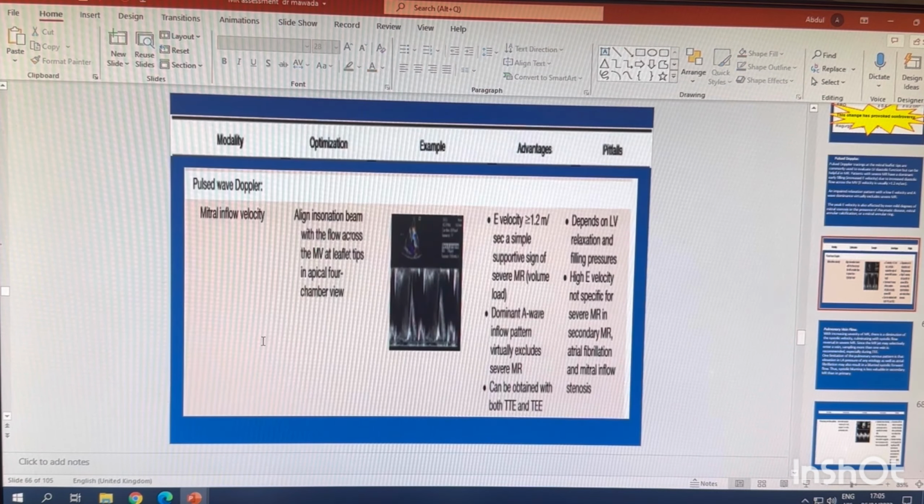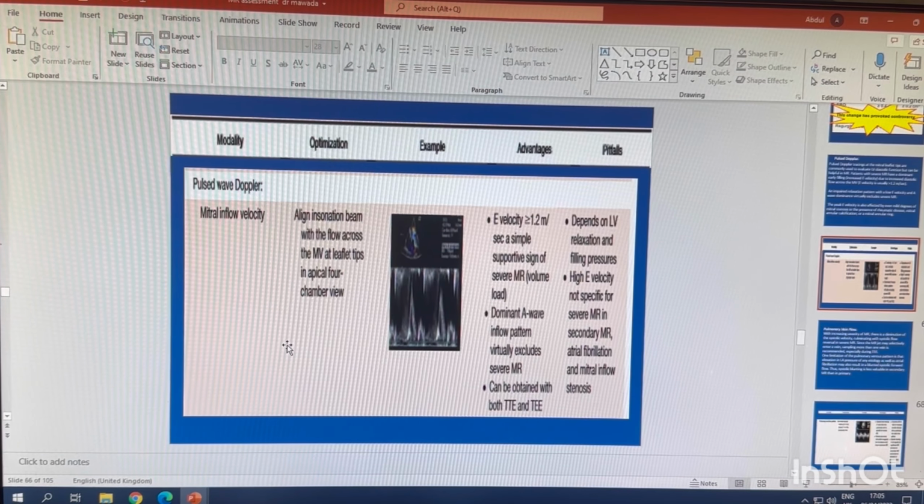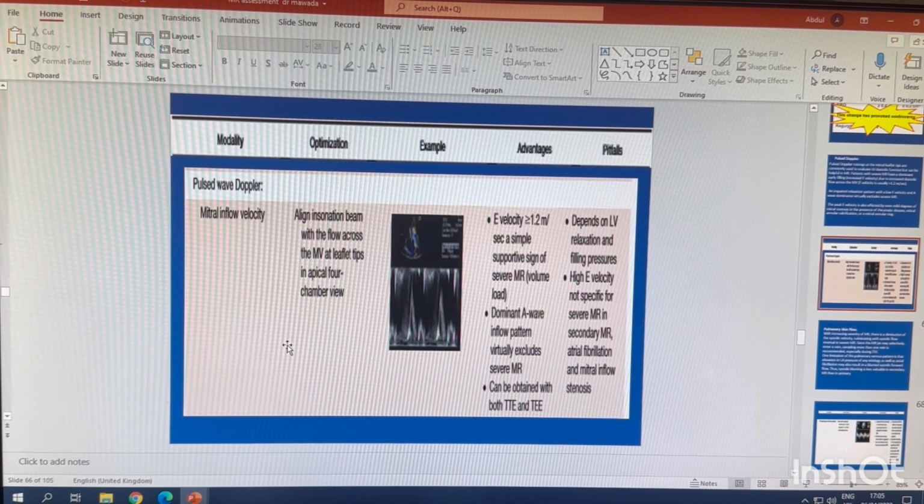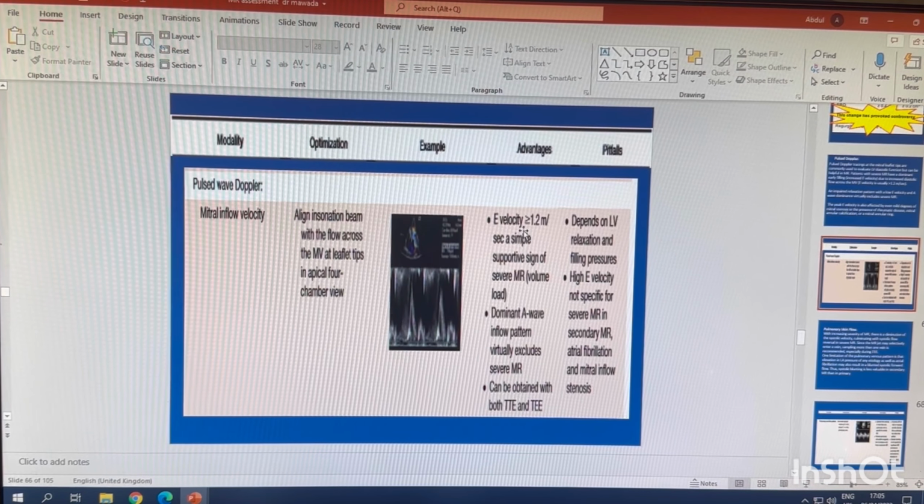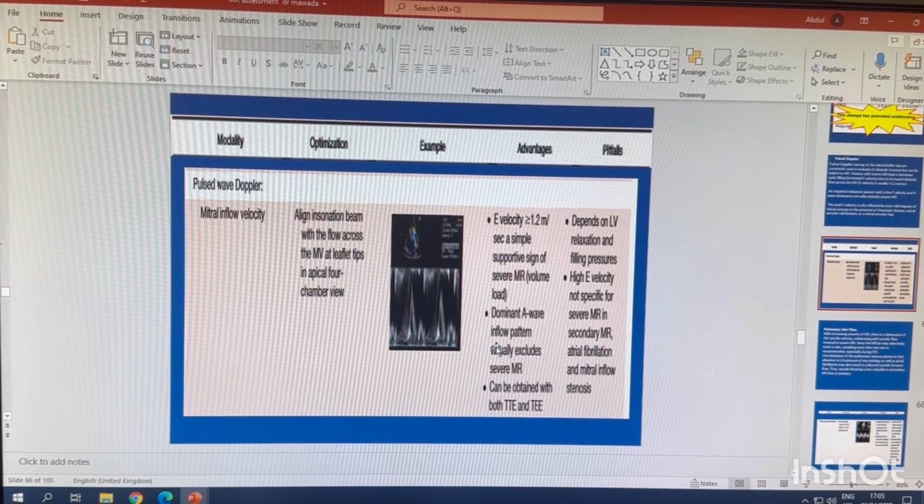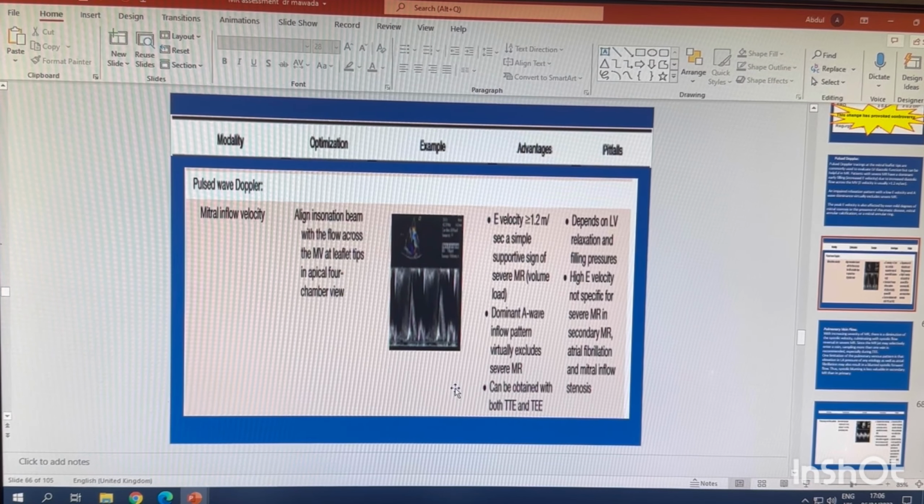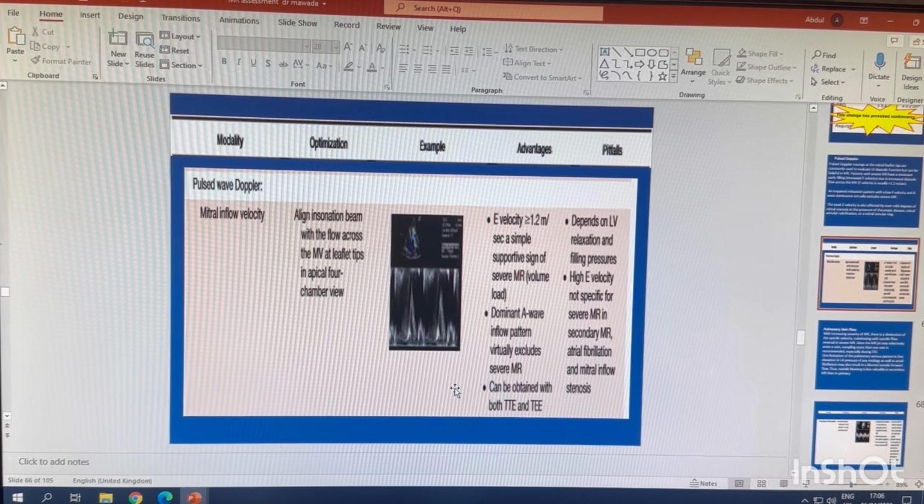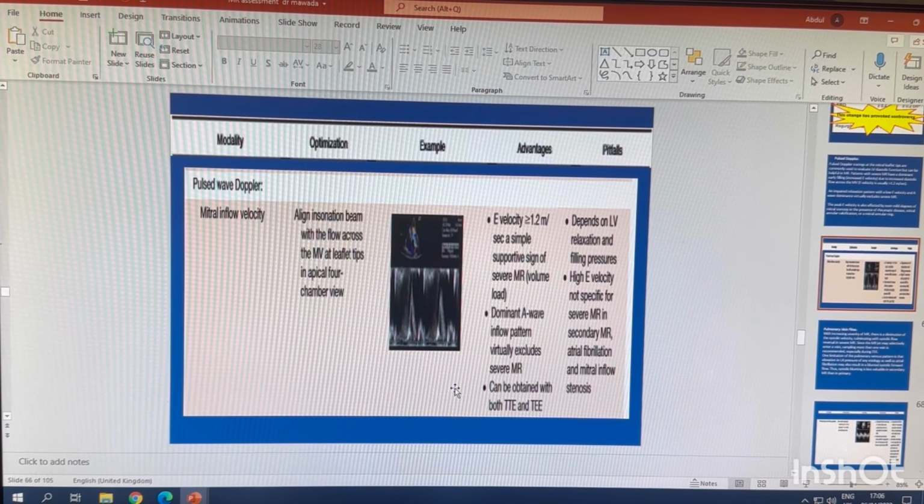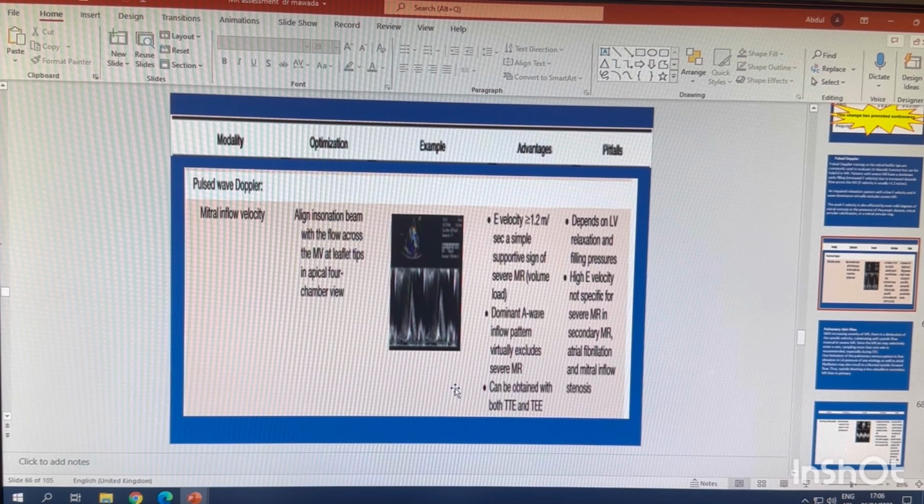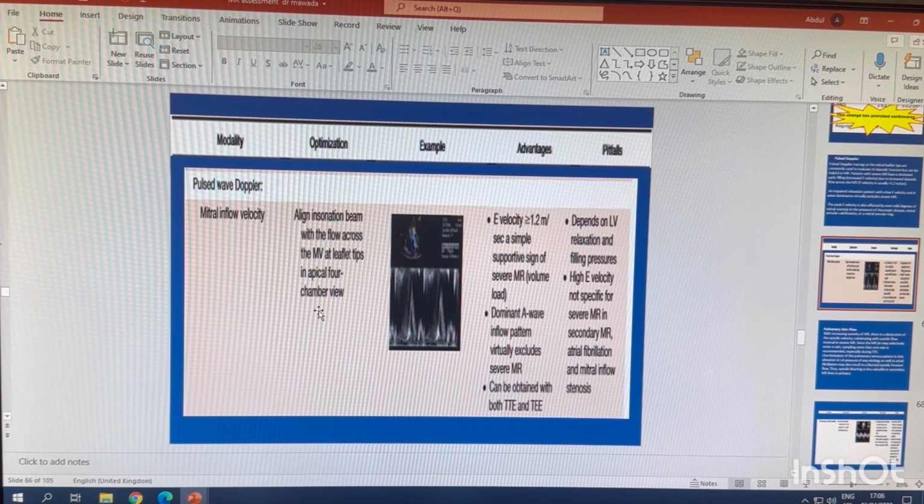Okay, and these are again the same thing. What are the important points? Again the same thing: if it's more than 1.2, it's going to be severe. If there is E-A reversal, it's not severe, exclude severe. It's easy to do in TTE or TEE both, and there are very few chances of error, because once you're doing mitral valve Doppler, you are usually very well aligned in the four-chamber view, so there are very few chances of making mistakes. So it's an easy way to do it, so we should look at it.